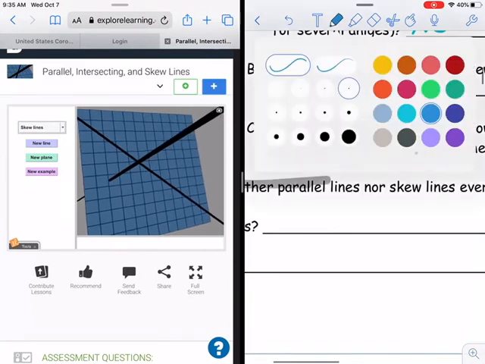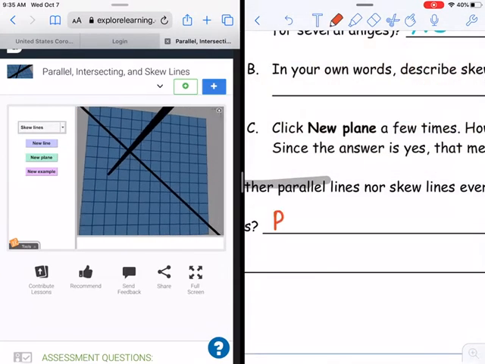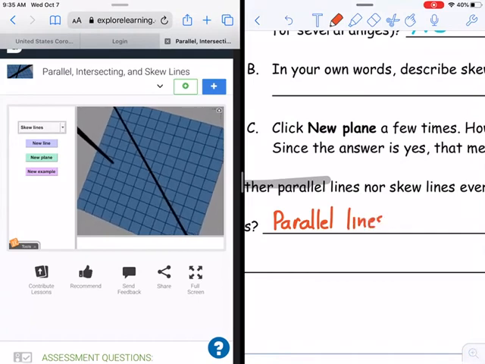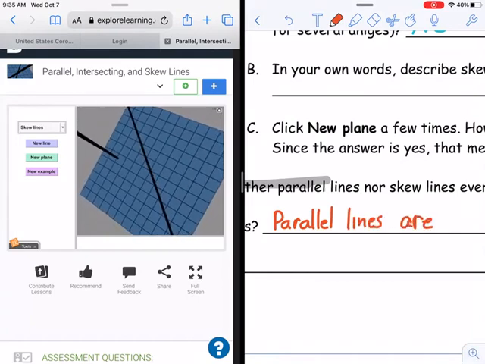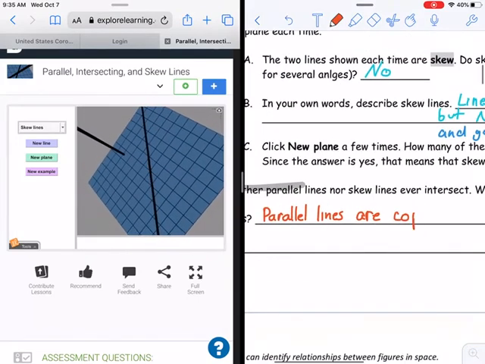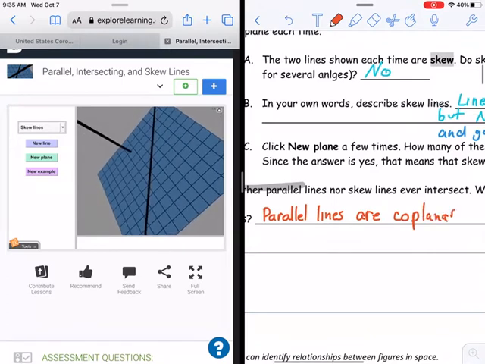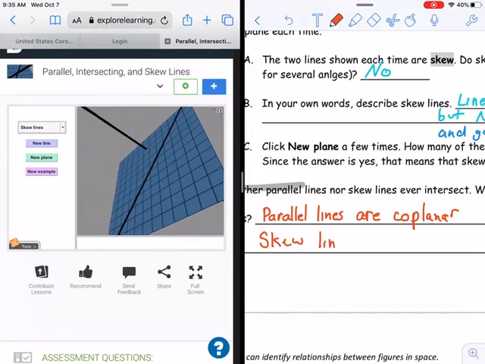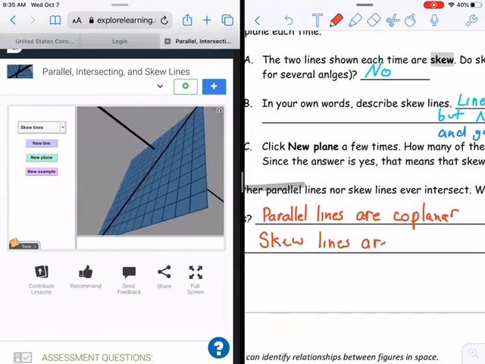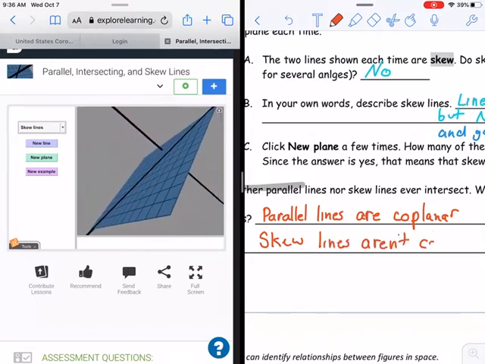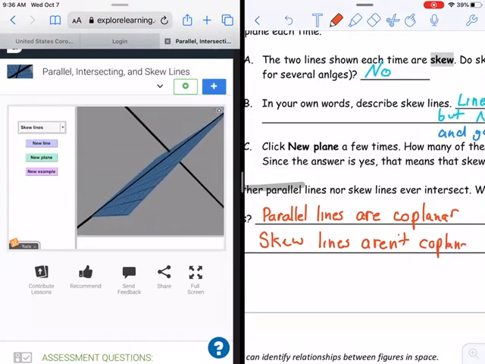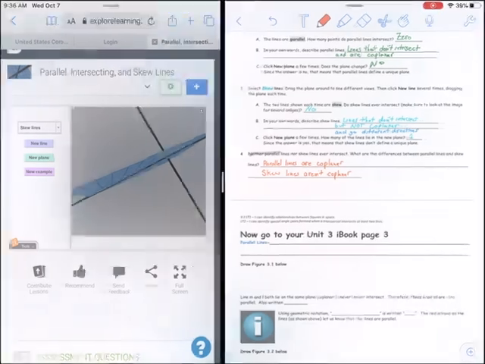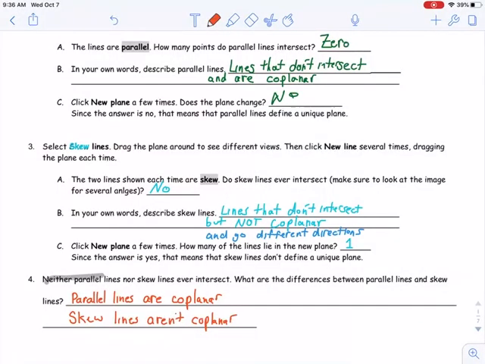So basically we can write this. Parallel lines are coplanar. Skew lines aren't coplanar. Nice. Okay, so now it tells us to go to Unit 3 in our iBook.